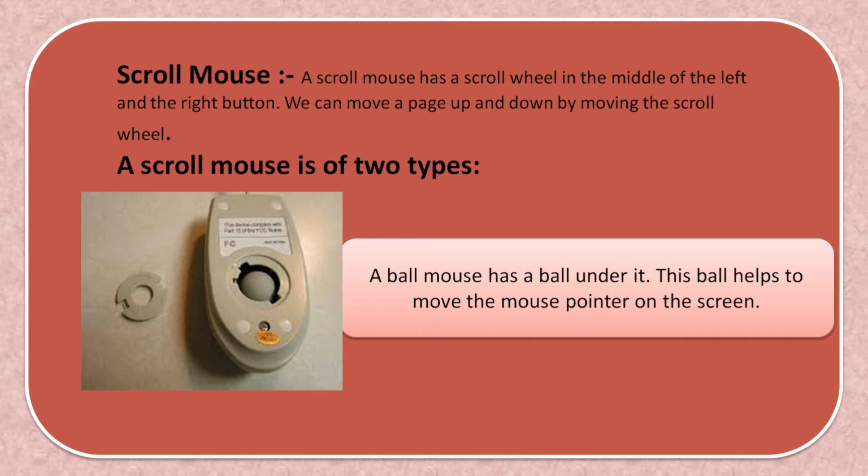Now this scroll mouse is further divided into two parts. First one is the ball mouse. The picture that is available in front of you is of a ball mouse. A ball mouse has a ball under it. You can see in the diagram, a ball mouse has a ball under it. This ball helps to move the mouse pointer on the screen.